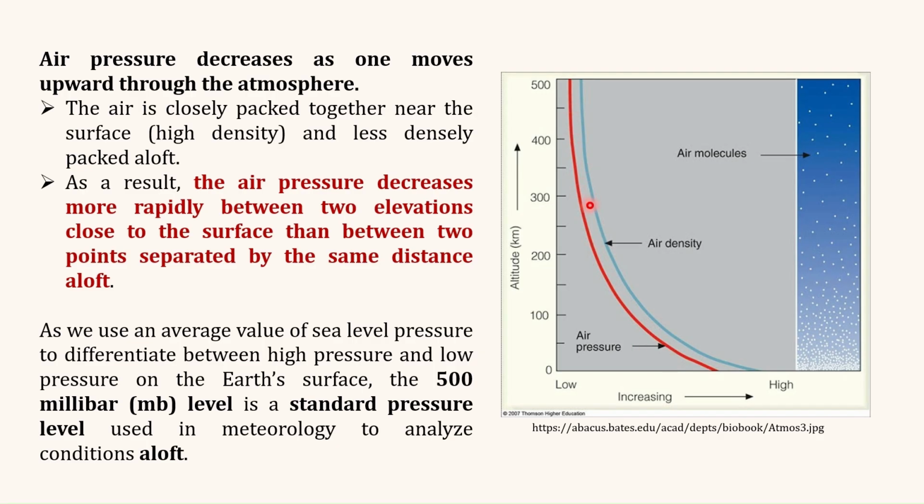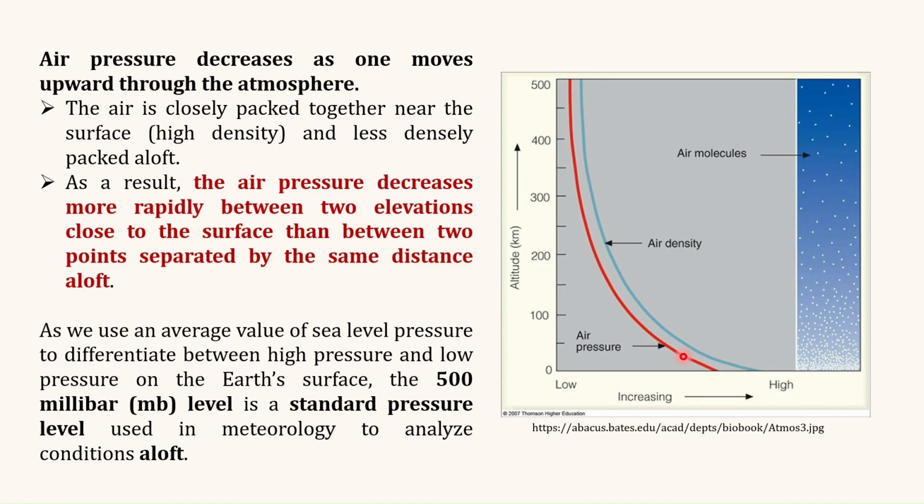So, here it is mentioned that the air pressure decreases more rapidly between two elevations close to the surface than between 2 points separated by the same distance aloft. As we can see, from 0 to 50 km near the Earth's surface, the pressure changes this much. But higher in the altitude, for example, from 250 to 300 km, the pressure change for these 50 kilometers is much less in comparison to the 50 kilometer near the Earth's surface.